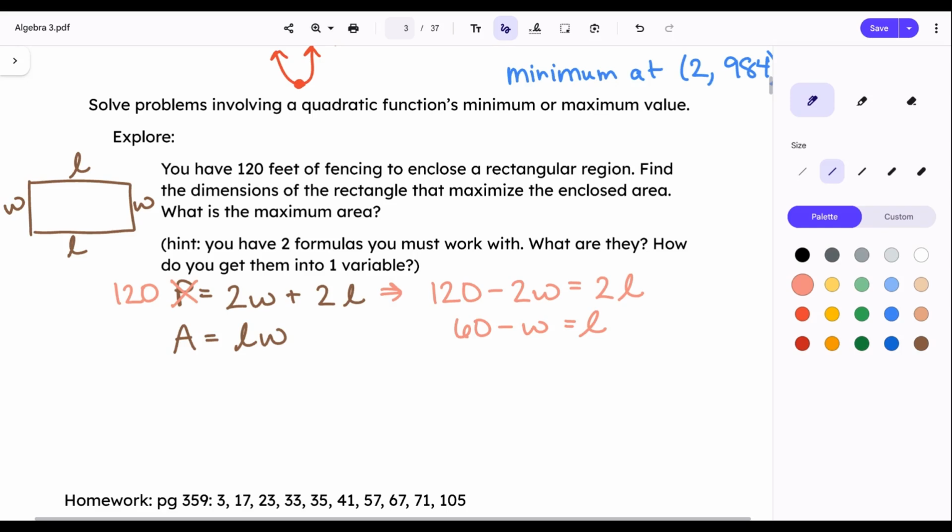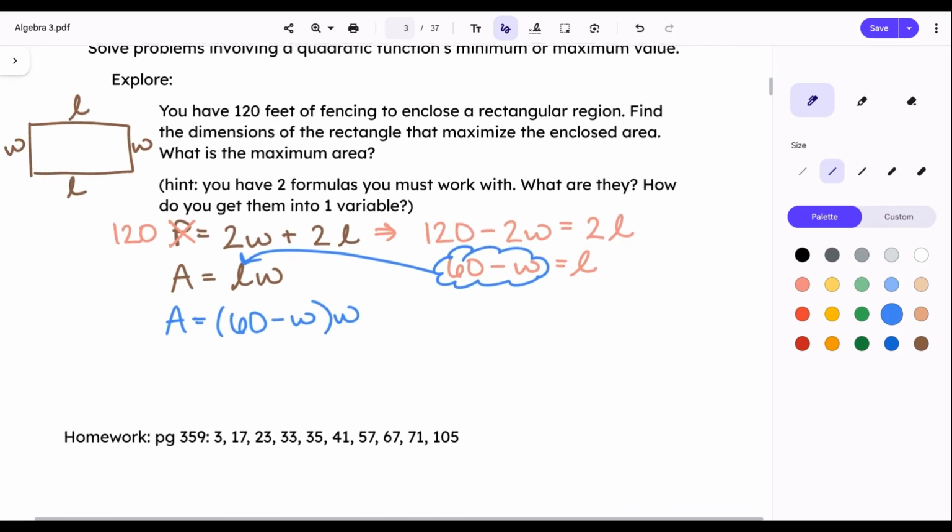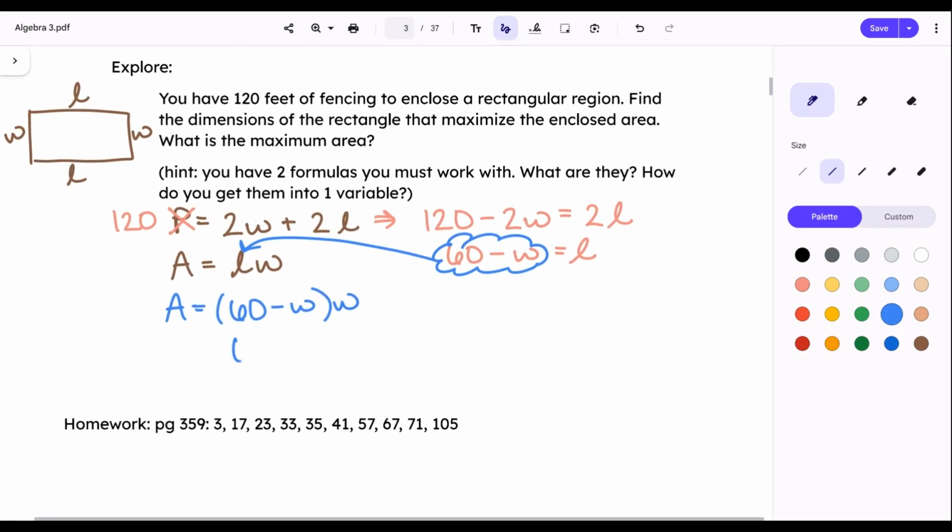Okay, so now let's use this. We know L could be replaced with this quantity. So in my area formula, let's plug 60 minus W in for the L, only the L. If you were to distribute, what would it say? 60W minus W squared. Okay, now you could rewrite this. If you don't like it in that form because you want the W squared first, you can switch it. But we're trying to figure out what this area would be.